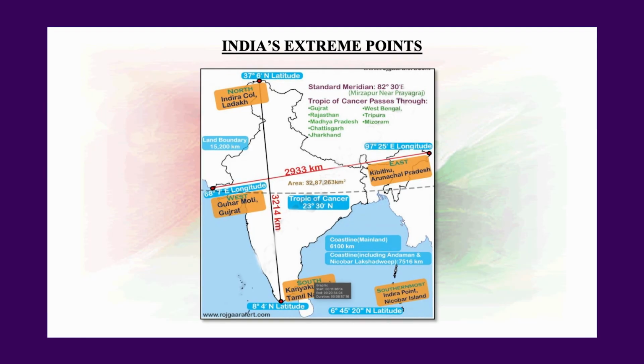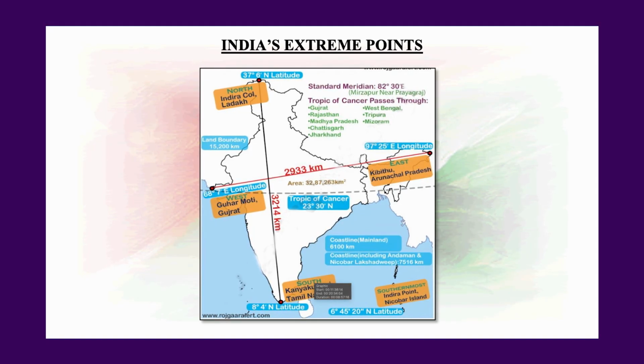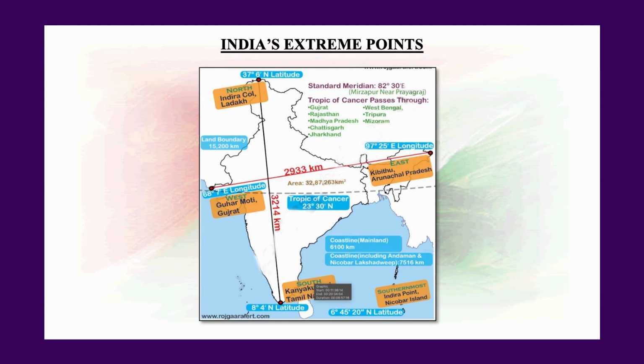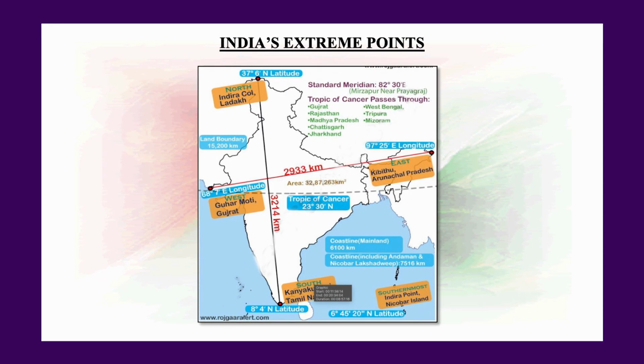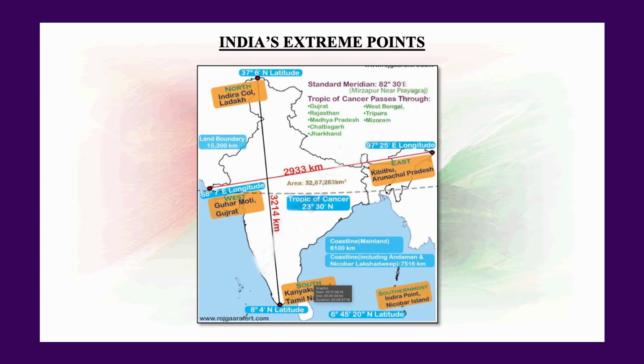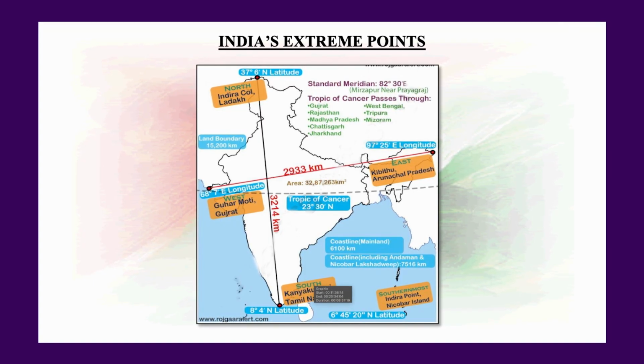Now, we can discuss the 4 extreme points of India. The northernmost point of India. Indira Col is the northernmost point of India. Indira Col is a mountain pass at an altitude of 5,764 meter in Siachen-Muztagh in the Karakoram range.